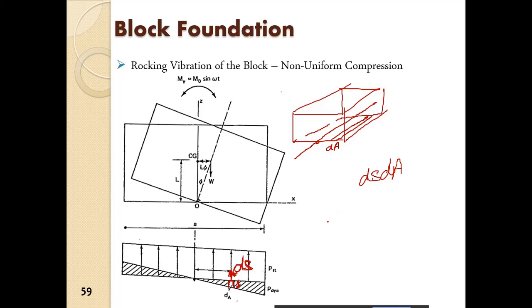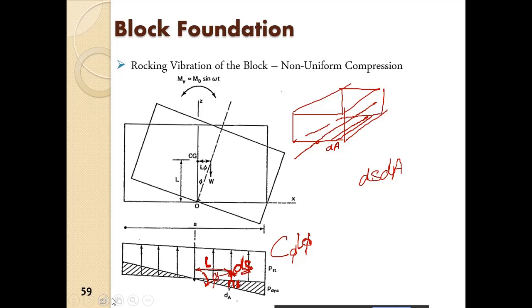The compression will be L phi. Suppose we consider this length to be L, and this is the angle of rotation phi. So the compression in this part is L into phi. At that point the total force is C phi into L into phi, so that is the soil reaction.